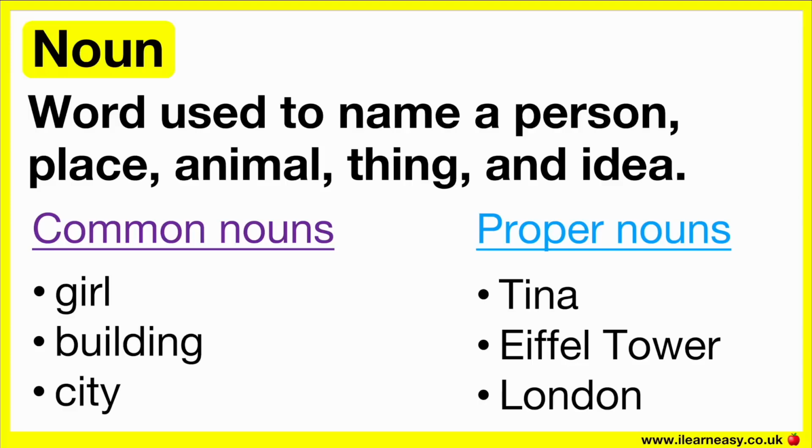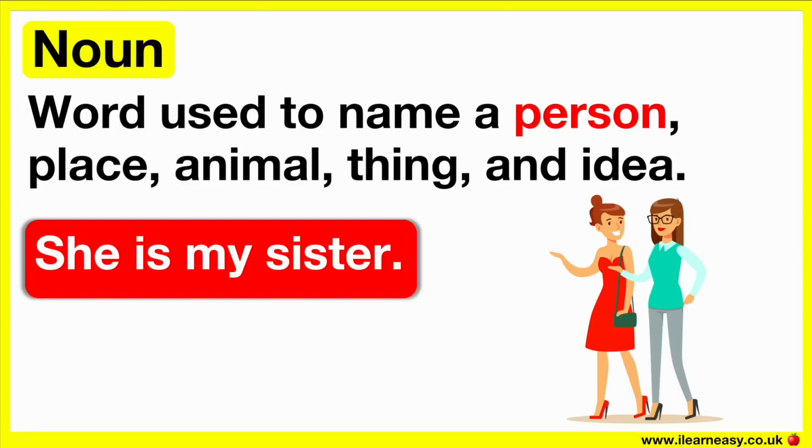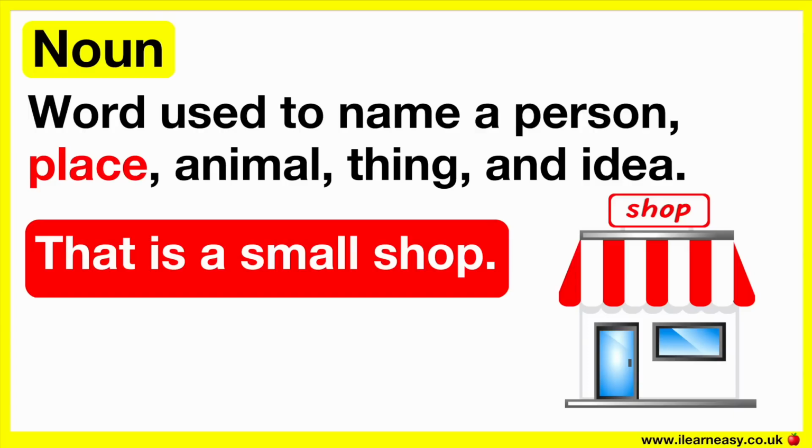Now let's look at some examples of nouns in sentences. She is my sister. The noun in this sentence is sister because it's the name used to refer to the person. That is a small shop. The noun in this sentence is shop because it's the name used to refer to a place.